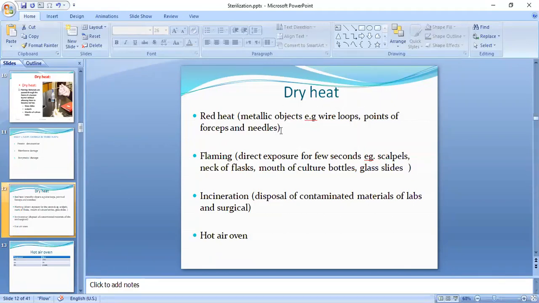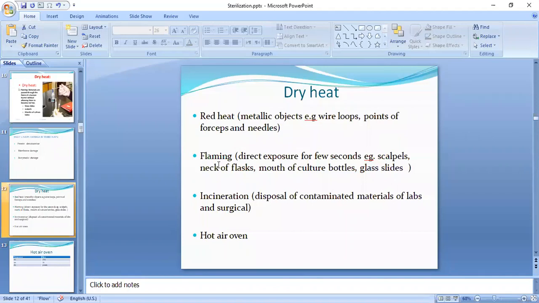The methods of sterilization by dry heat: number one, red heat; second, flaming; third, incineration; and the fourth one is the hot air oven. In case of the red heat, the metallic objects such as wire loops, the points of forceps and needles are sterilized by a red heat procedure.